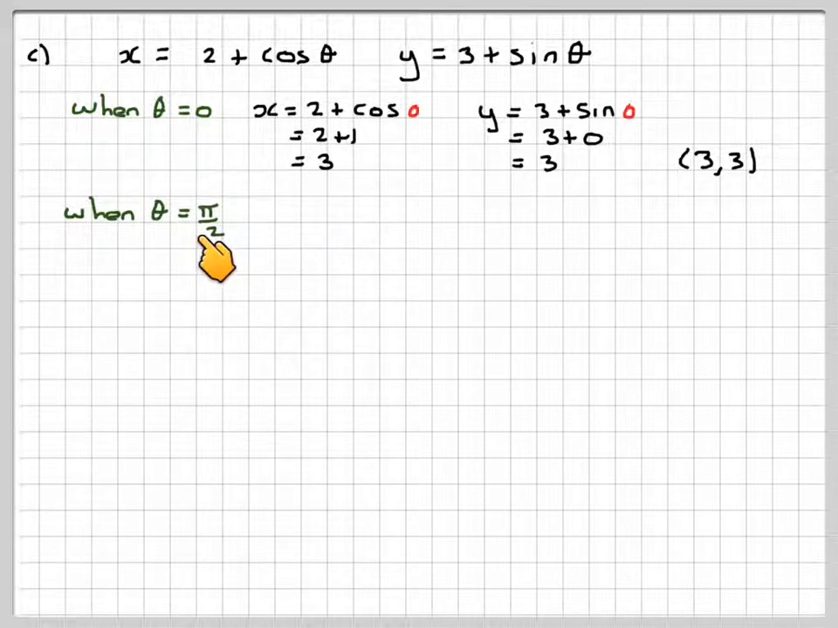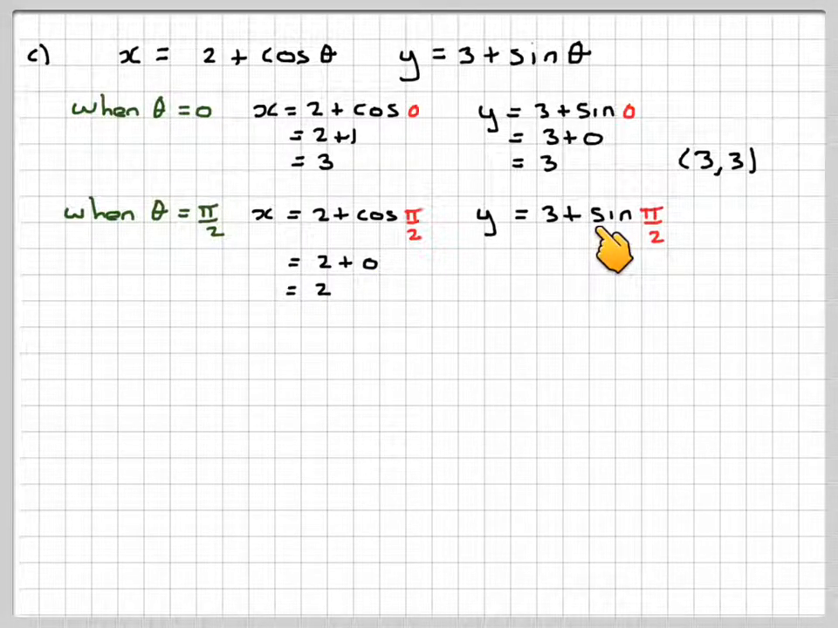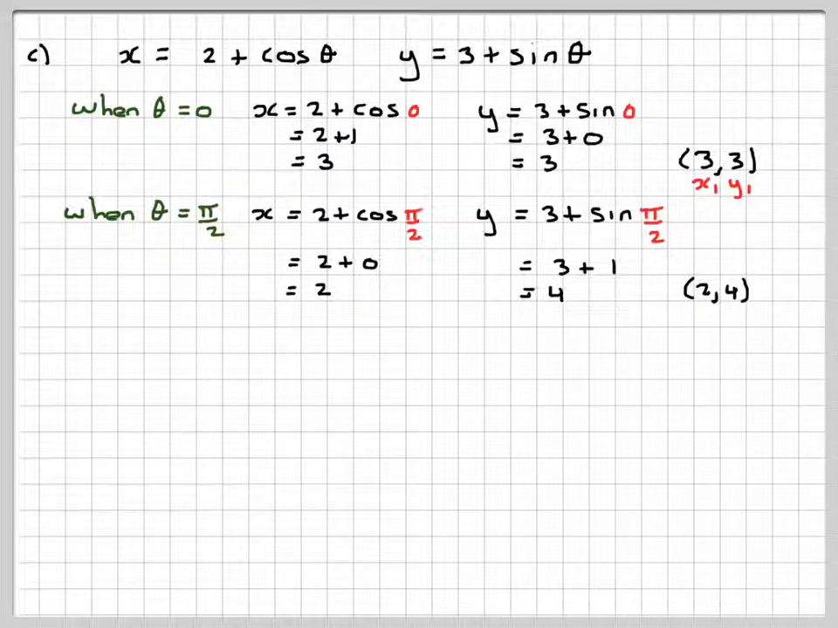When theta is equal to pi over 2, x will be 2 plus cos pi over 2, which is 2 plus 0, because cos of pi over 2 is 0, which is 2. And y will be 3 plus sine pi over 2, which is 3 plus 1, which gives me 4. So we get the point (2, 4). We're going to call this one (x1, y1) and this one (x2, y2).